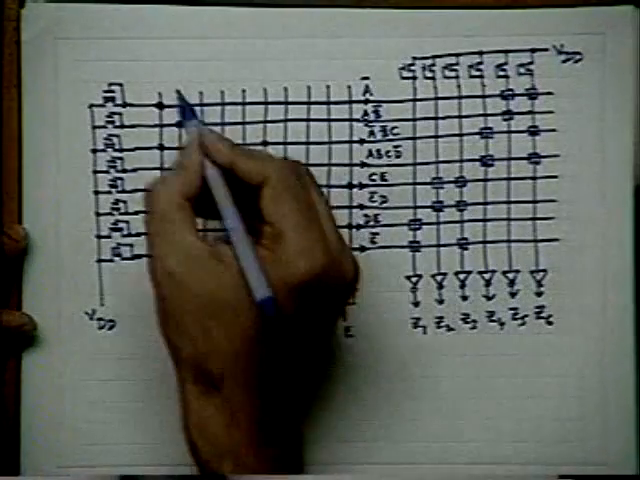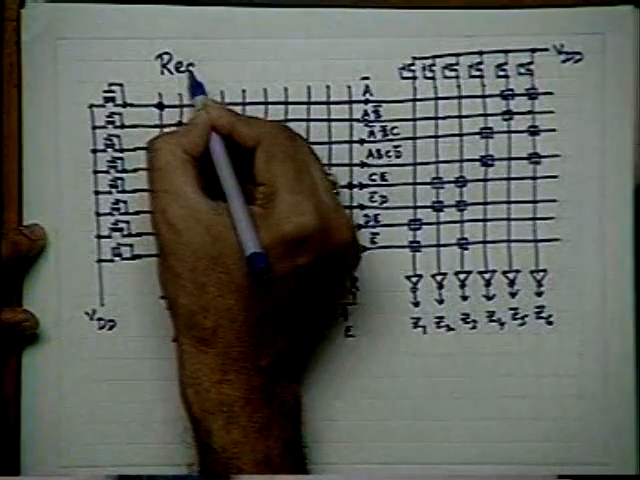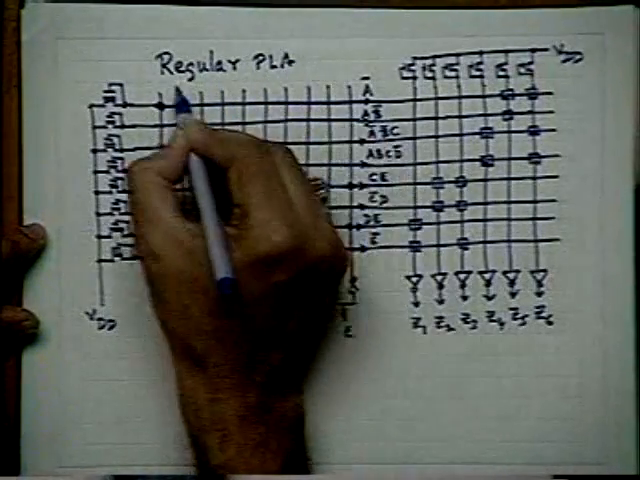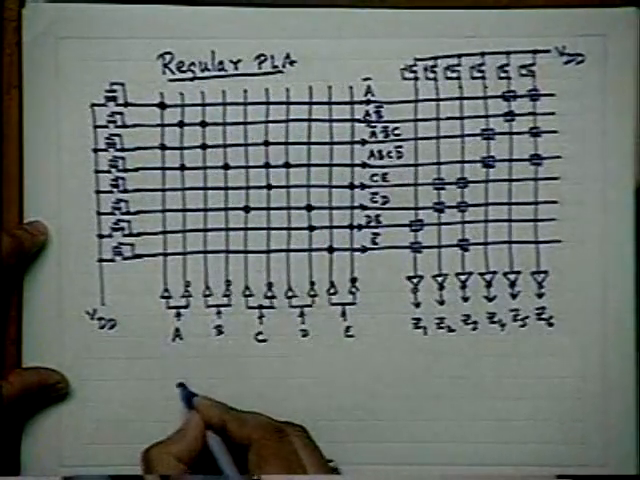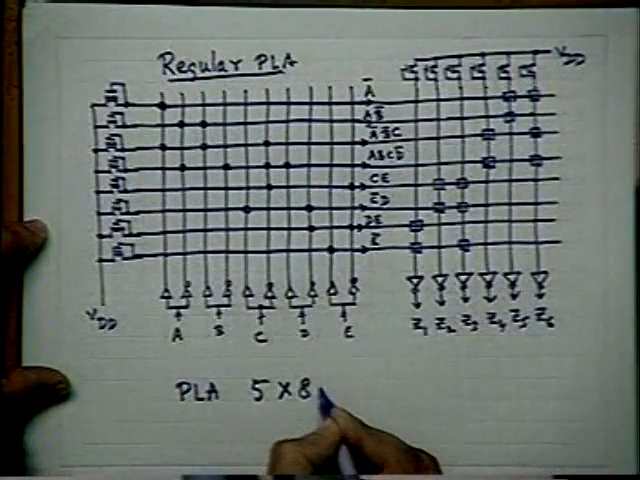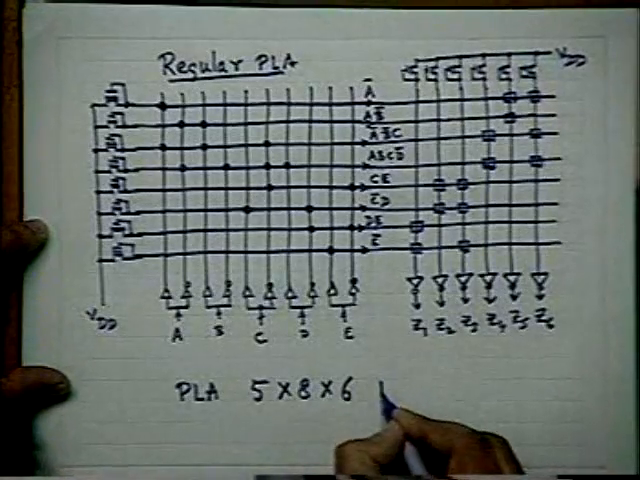This is an example, of course, of a regular PLA. And what is the kind of PLA it is? A PLA which is 5 by 8 by 6, regular.